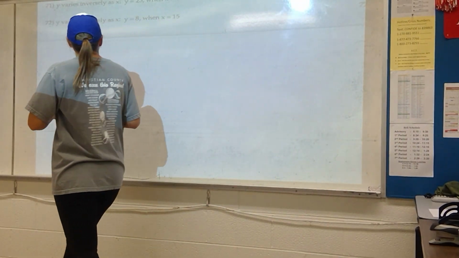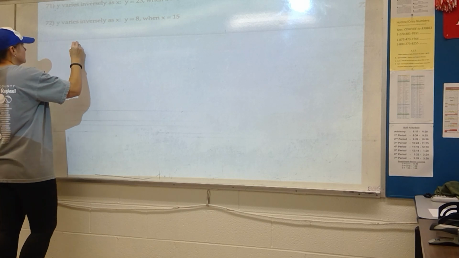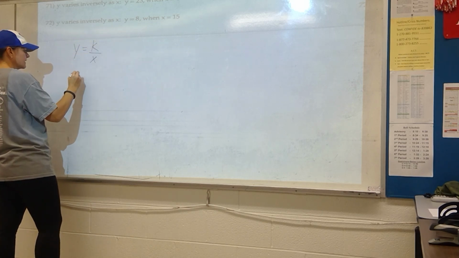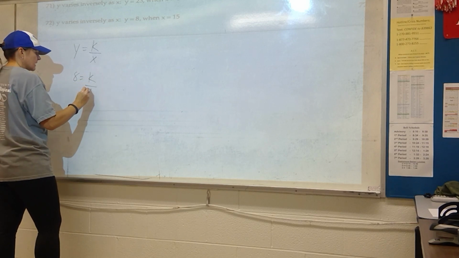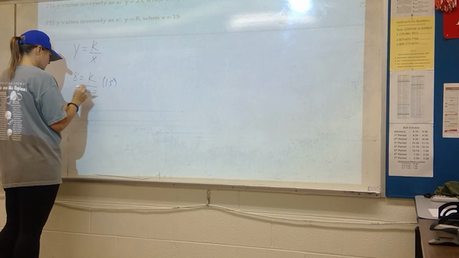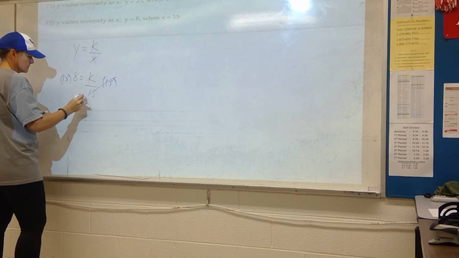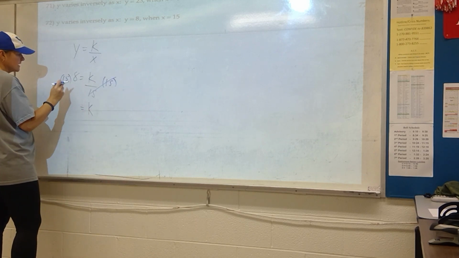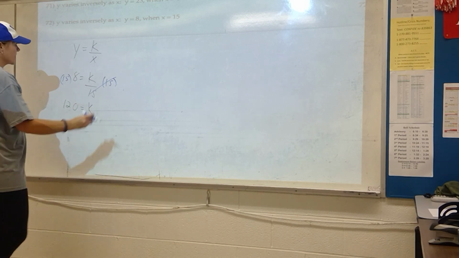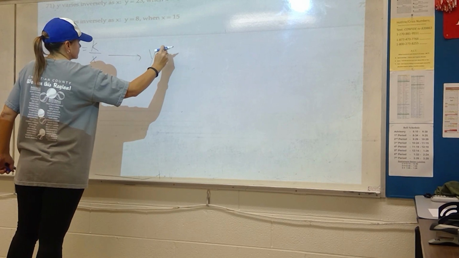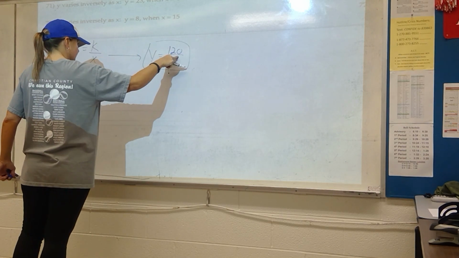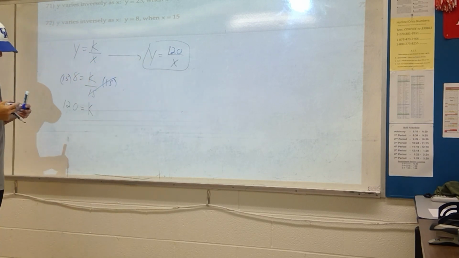Y varies inversely as x. Again, same thing. So y equals k over x because it's inversely. Y is 8. X is 15. We're going to multiply both sides by 15. 15 times 8, we get 120. That is your k. Plug in your k. Y equals the constant of variation over x because it's inverse, and you're done.